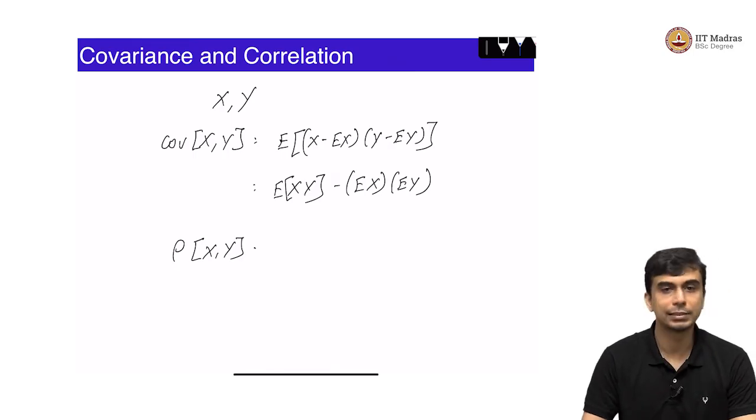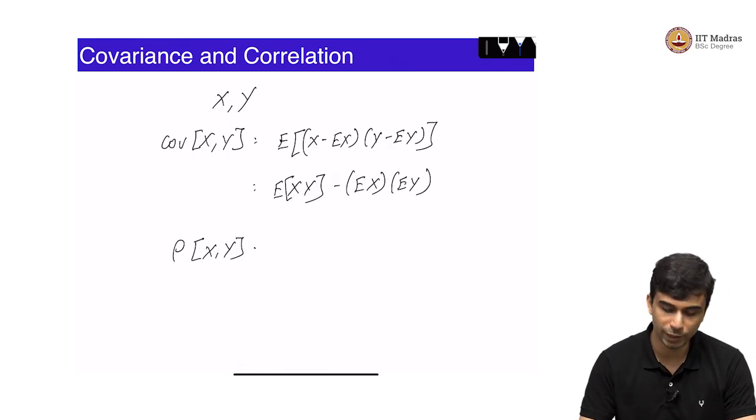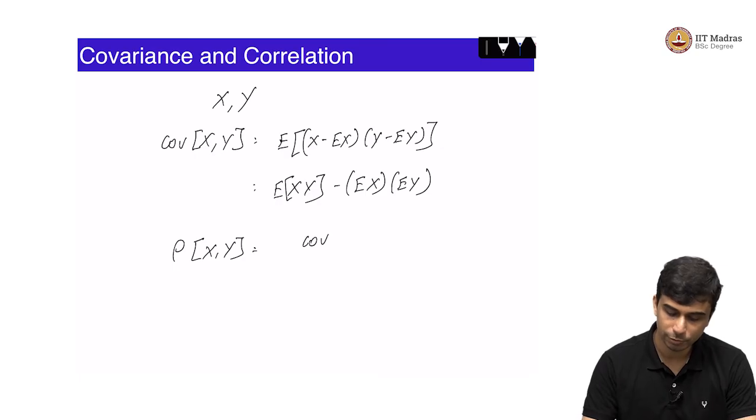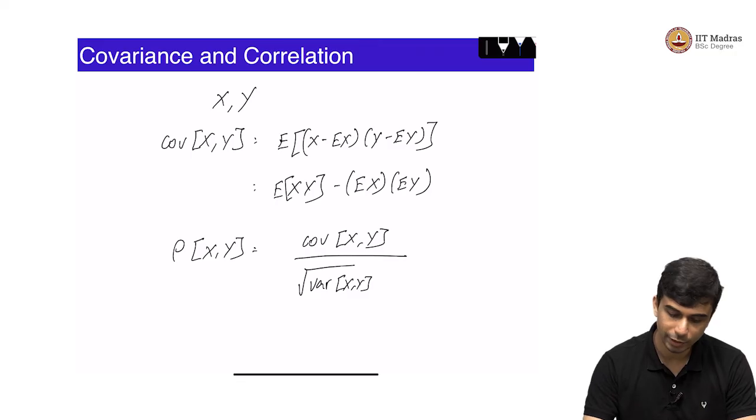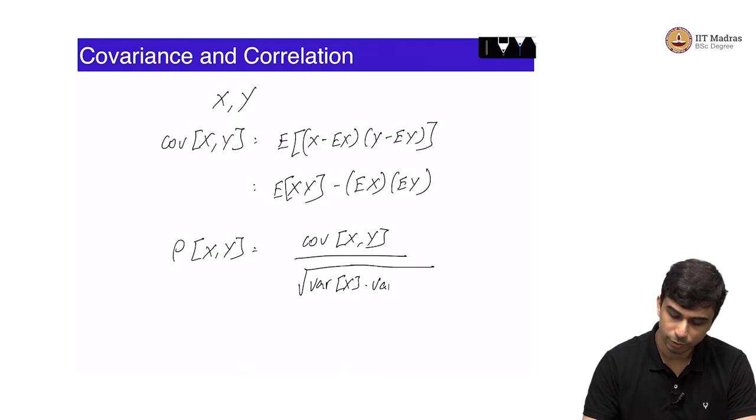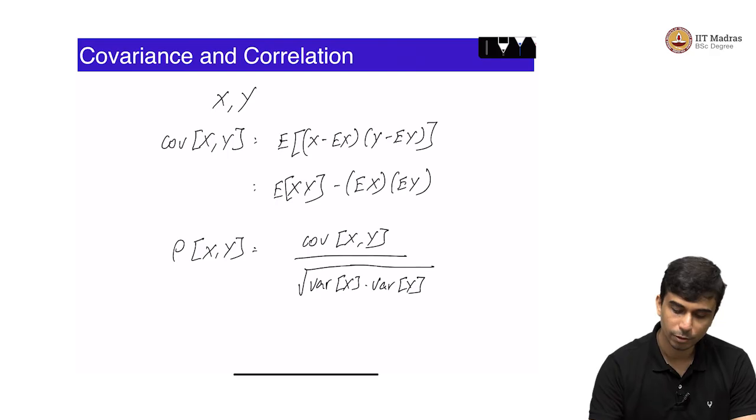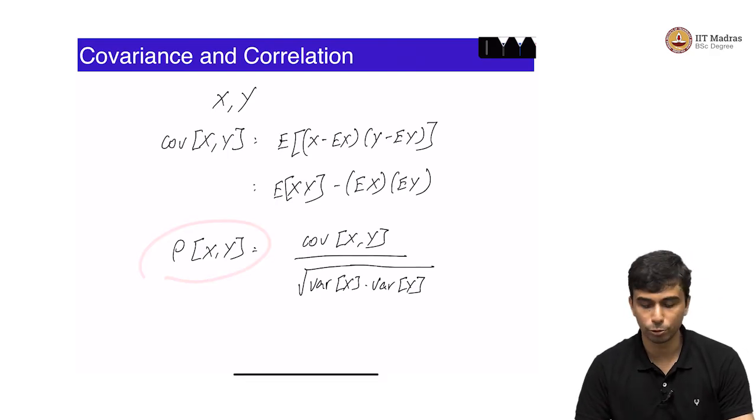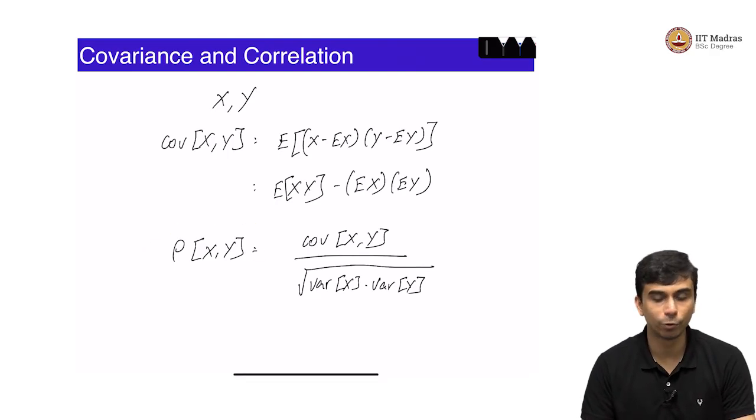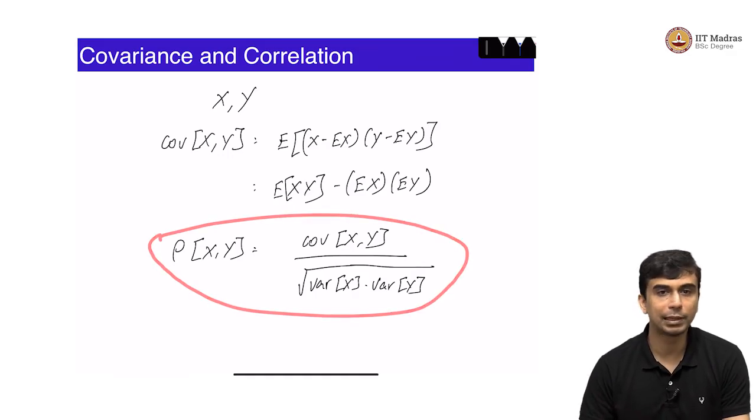And rho of x comma y is in a sense a normalized version of the covariance, which is covariance of x comma y divided by the square root of variance of x into variance of y. Why is rho more useful, more intuitive than covariance? That is because rho is bounded between -1 and +1.